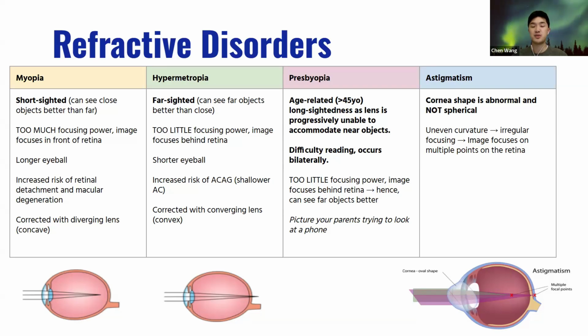So presbyopia is a very common and important condition that affects basically everyone growing older. And the final class is astigmatism. Basically, this is when the cornea shape and/or lens is abnormal and not perfectly spherical. So you might have an uneven curvature of the eye, leading to irregular focusing of the light, and the images might focus on multiple points on the retina, leading to really blurry vision.